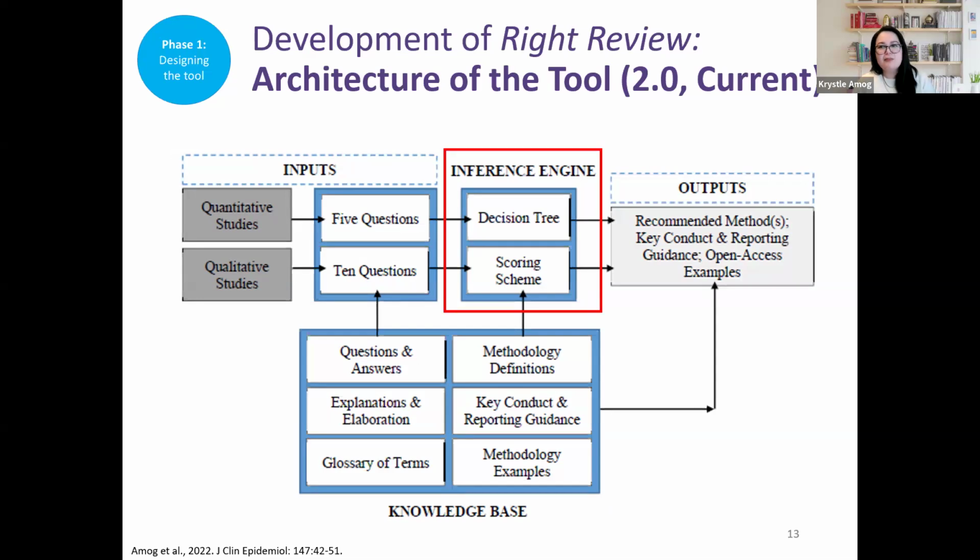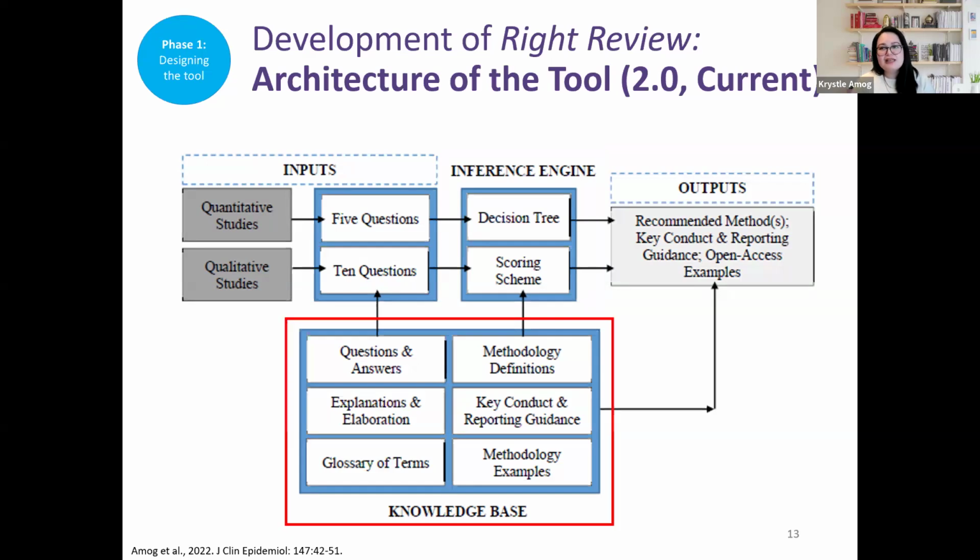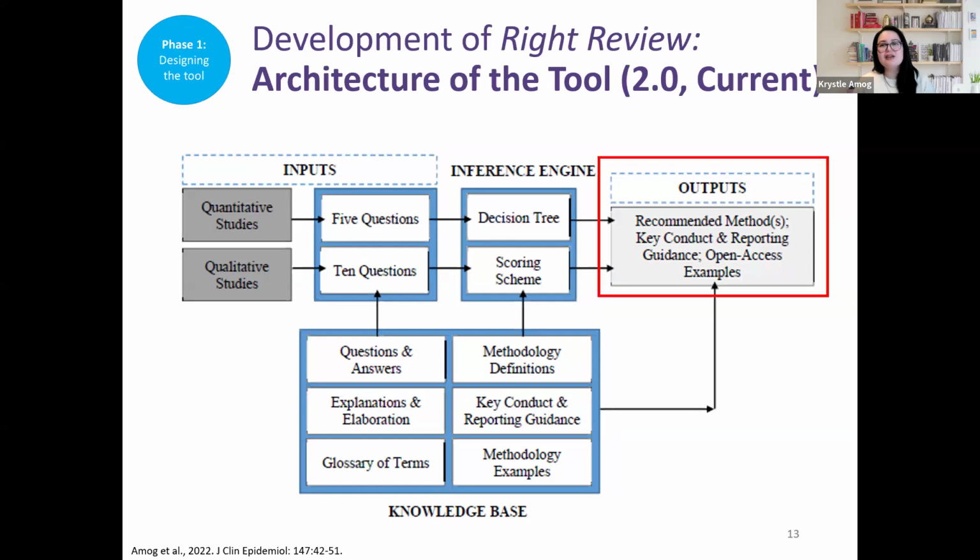The inference engine matches the inputs to the attributes of the included evidence synthesis methods to generate methodological recommendations. And this is done using a decision tree for the quantitative studies and a scoring scheme for qualitative studies. We also have the knowledge base, and this is what informs the inference engine and is composed of 6 sources: the tool's questions and answers, the explanation and elaboration documents, key conduct and reporting guidance, a glossary of terms, and some methodology examples. And then finally, we have our output.